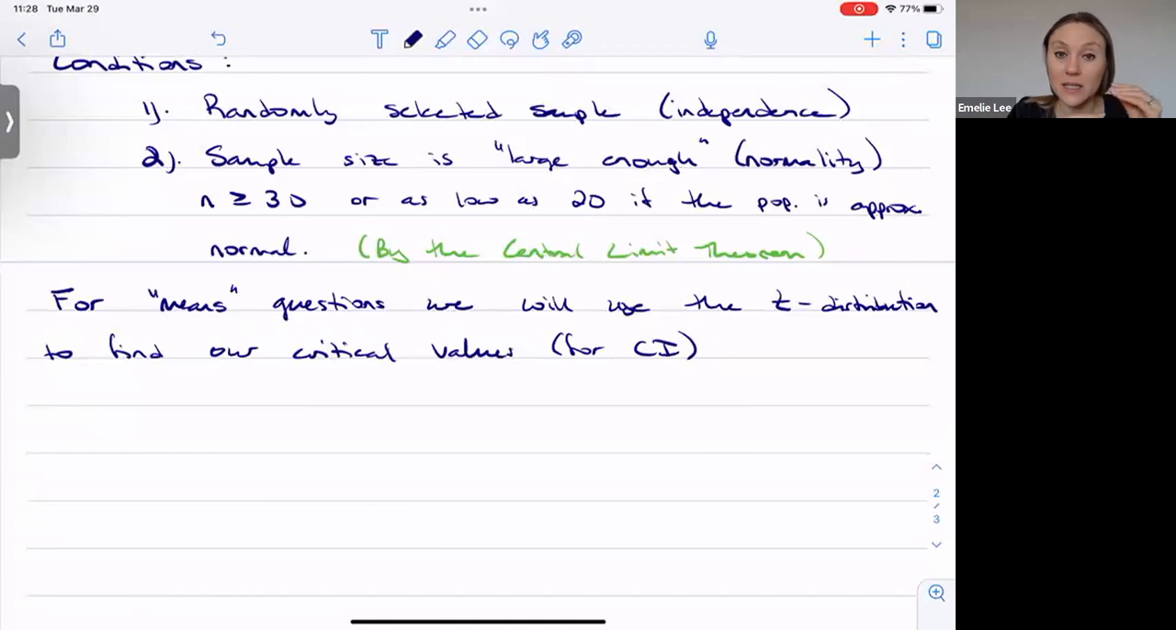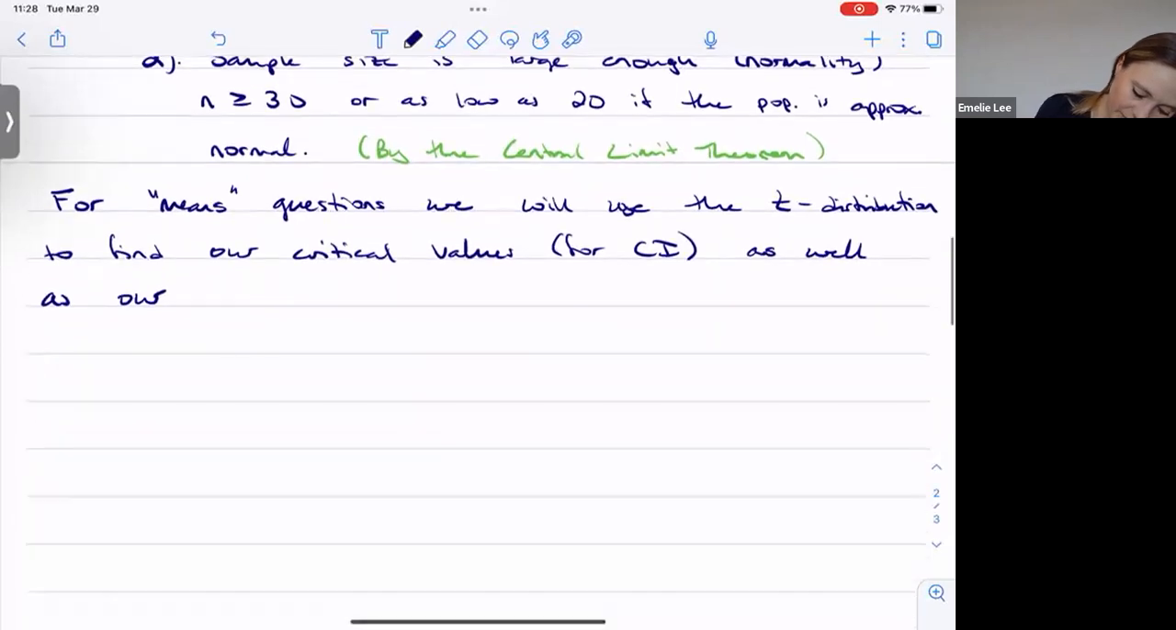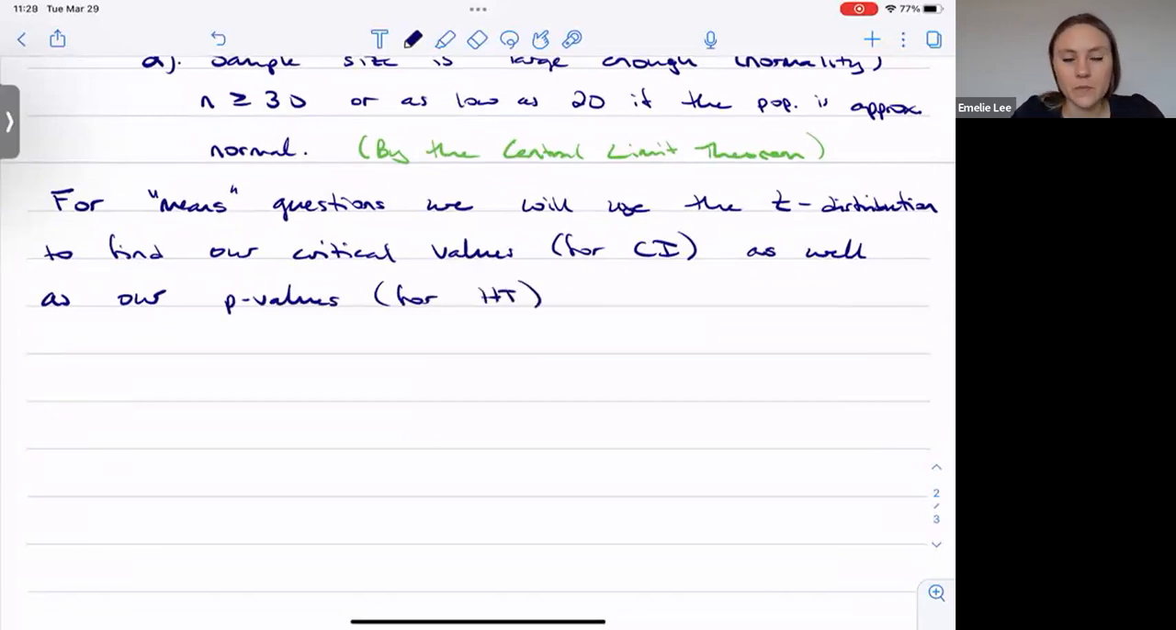But we're going to use the t-distribution. Before, we used the z-distribution, right? But now we're going to use the t-distribution to find our critical values, as well as our p-values for hypothesis testing.